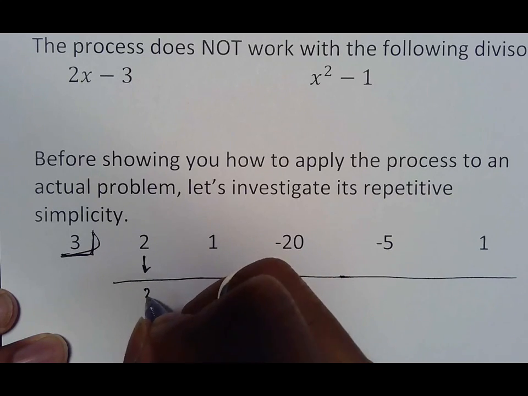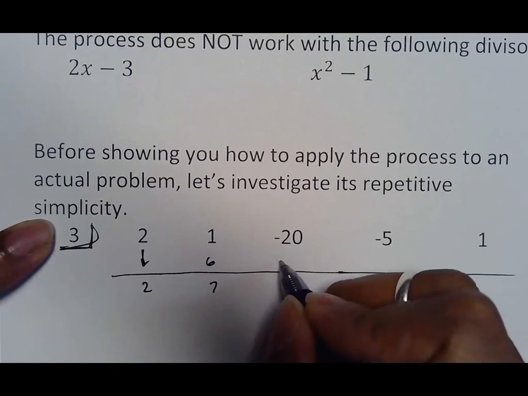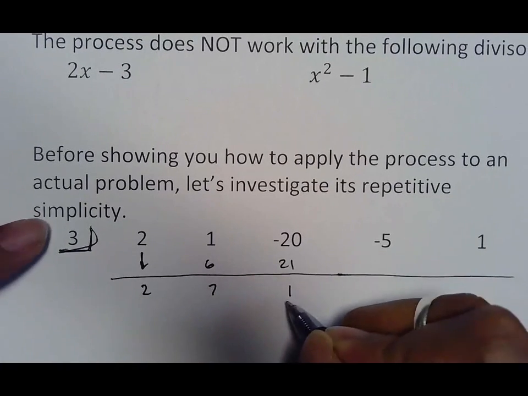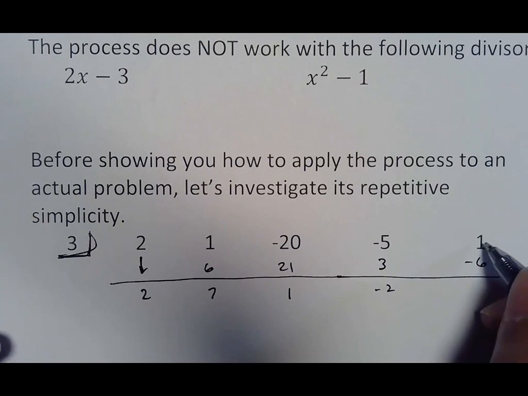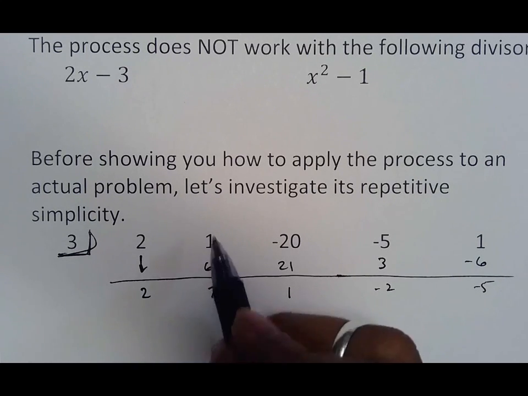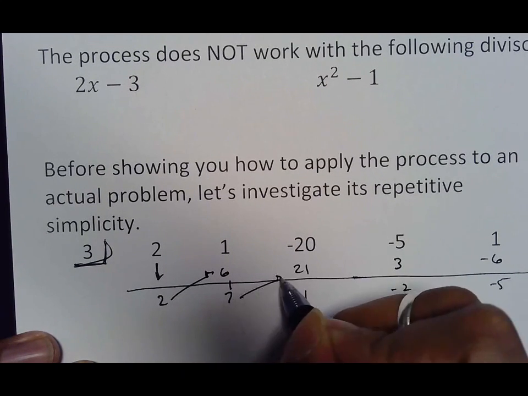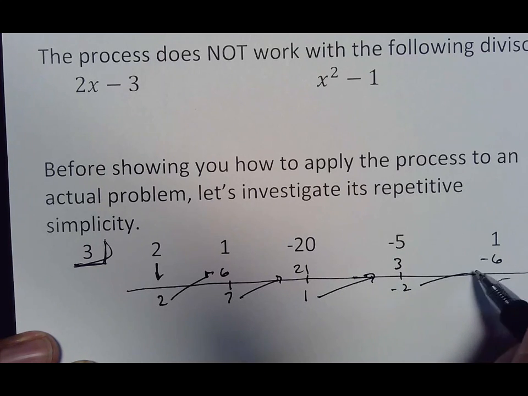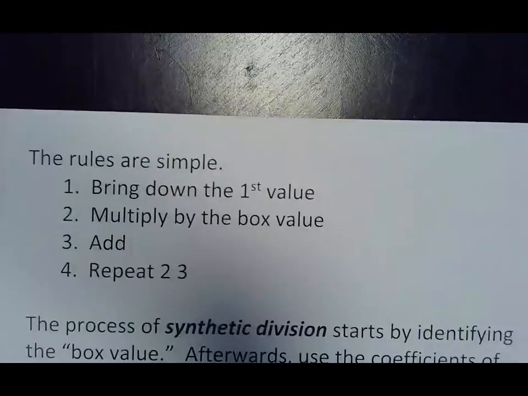You bring down the first number, you multiply, you add, you multiply, you add, you multiply, you add. That's the process. Bring down, multiply, add, multiply, add, until you've reached the end, and that's that. So it's not a hard process, but it's just something that you need to make sure you practice and that you're ready for.